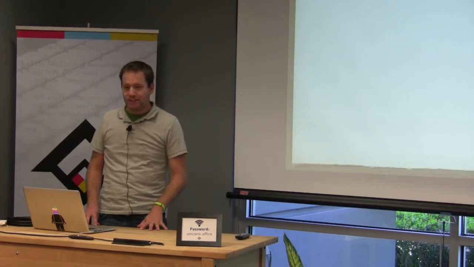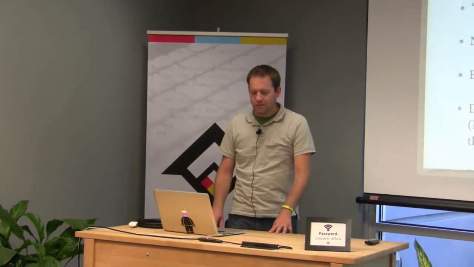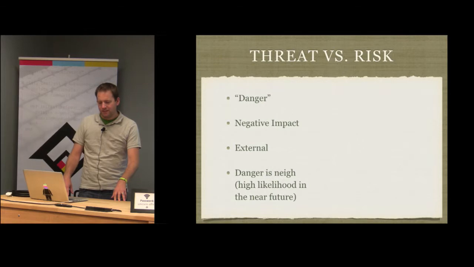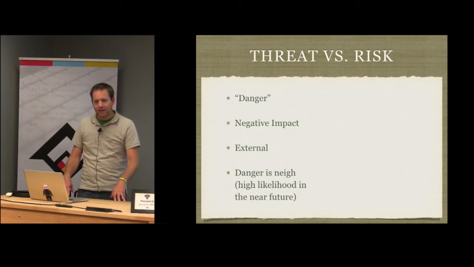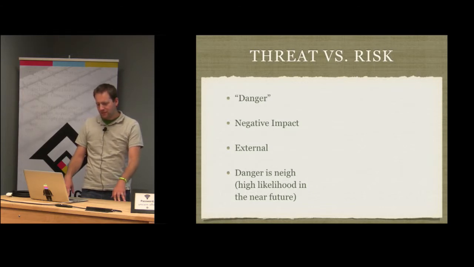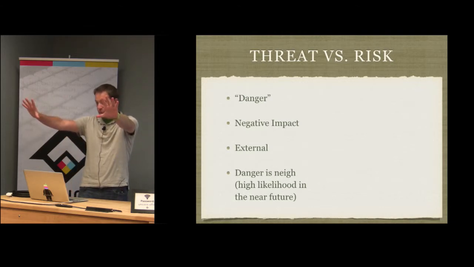Something else that came up is a risk. And a risk is different from a threat. And that's also an important difference. So a threat is a danger. That's something that's going to happen. It's negative. It's external. It's outside of our organization. And danger is nigh. So it's either something that's happening right now, or we look out the window and there's a zombie that's about to attack us. What do we do?